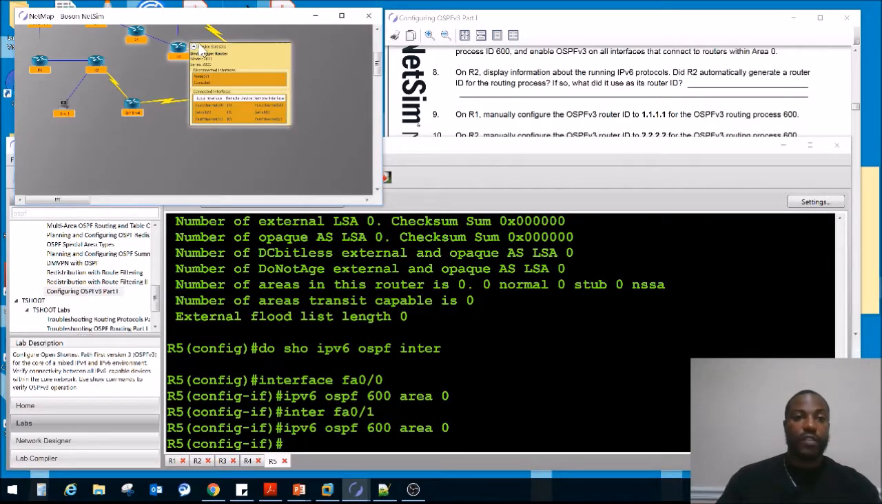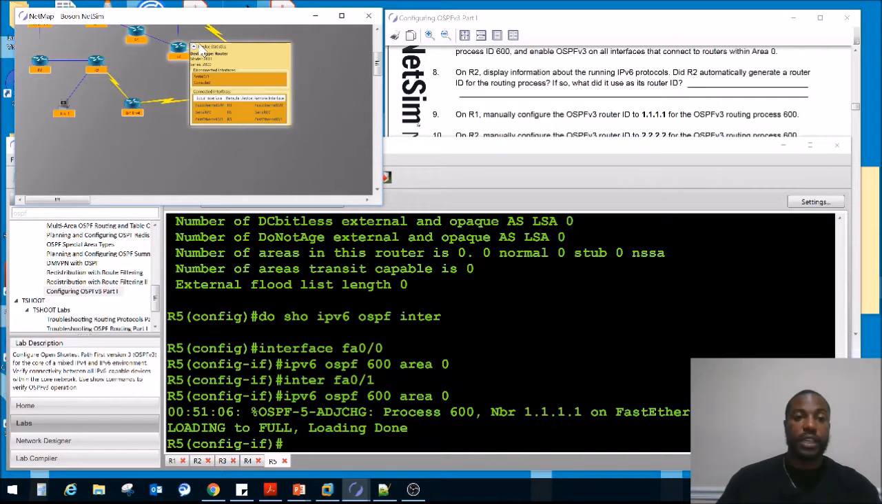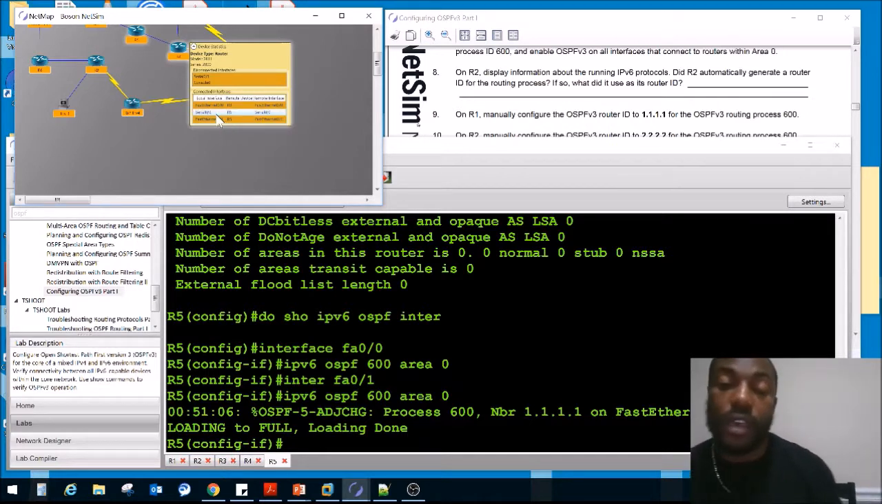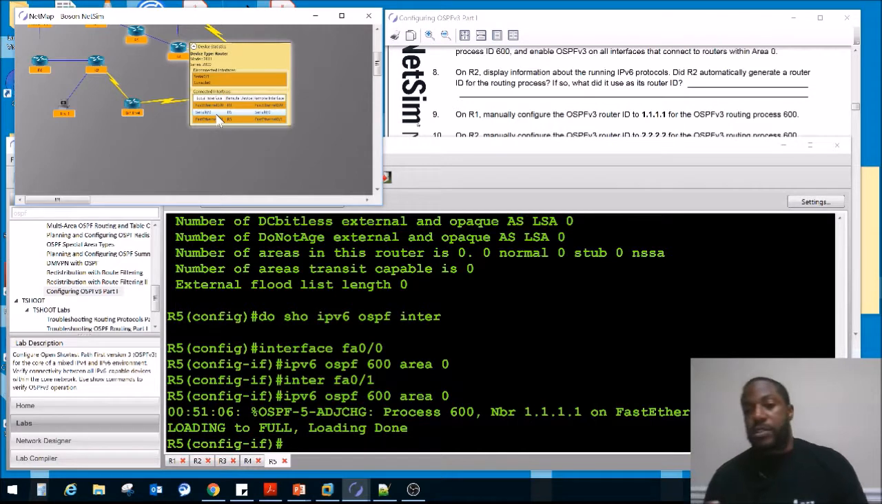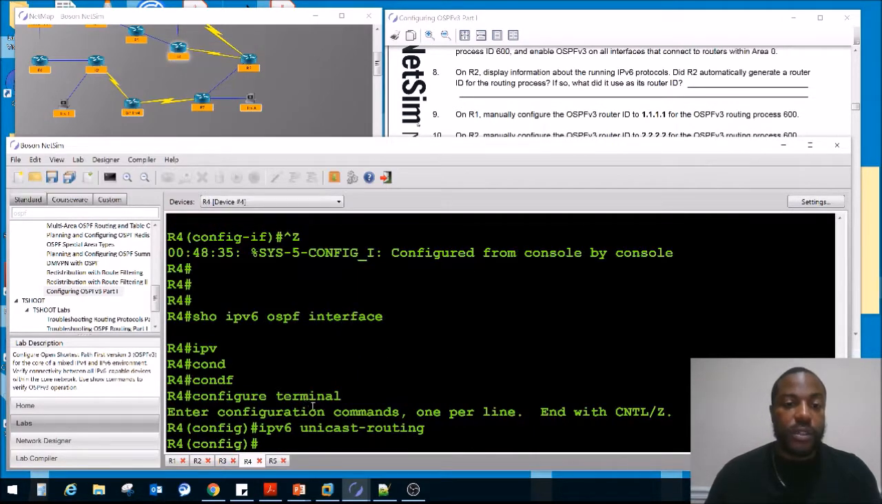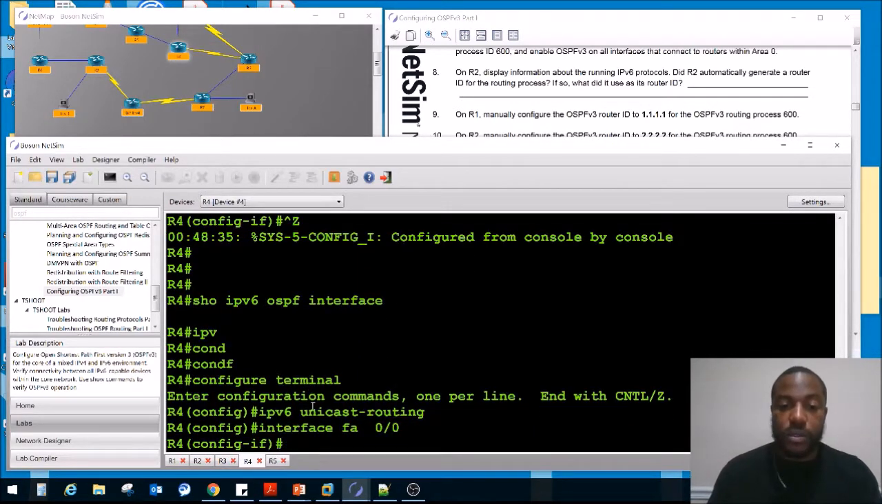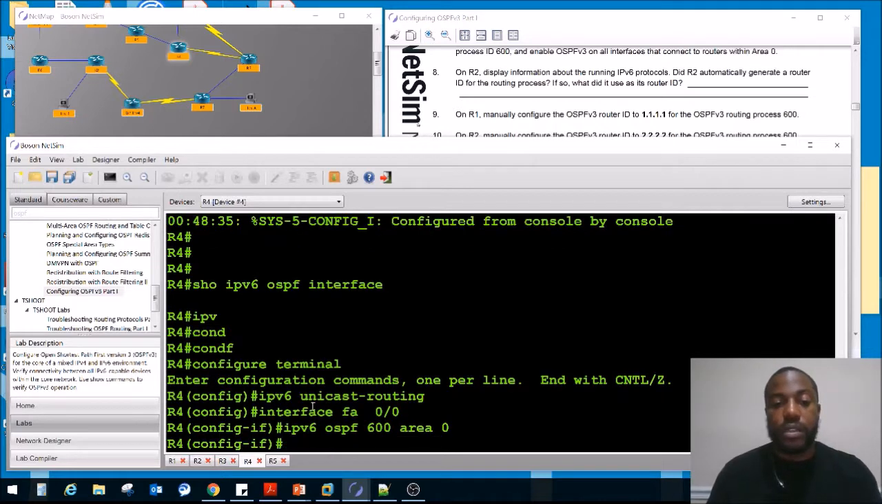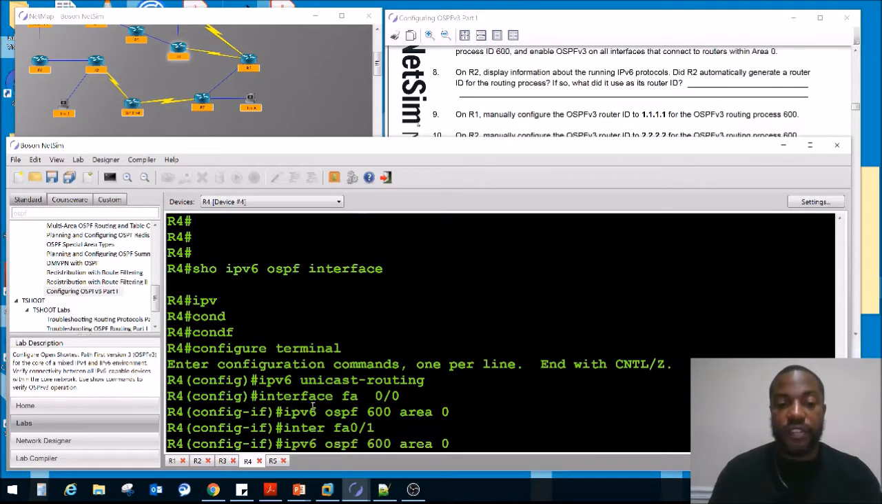We're going to do the same thing on router 4. See, now they're coming up, because they didn't tell us they wanted a specific interface. They just said the routers in specific areas. Here's the thing: you don't put routers in areas, you put their interfaces in areas. So that was a misleading question there. On router 4, we need to do FastEthernet 0/0 and 0/1. So we're going to go to interface FA0/0 and say IPv6 OSPF 600 area 0. We're going to do the same thing with FA0/1.